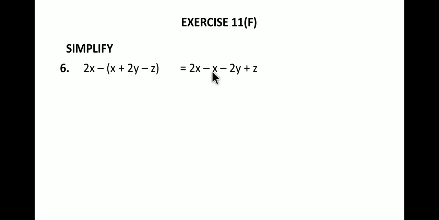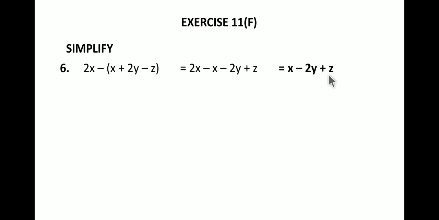So 2x minus x gives us x, minus 2y comes out as it is because it has no other like terms, and similarly plus z also, without any like terms, comes out as it is. So x minus 2y plus z becomes the required answer.